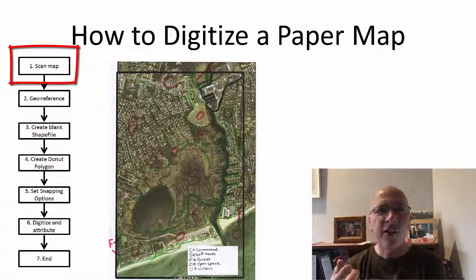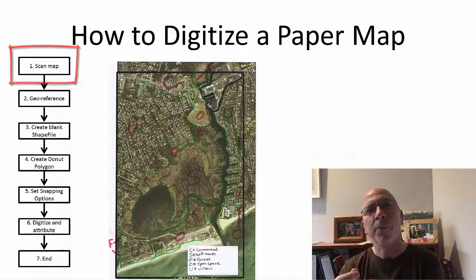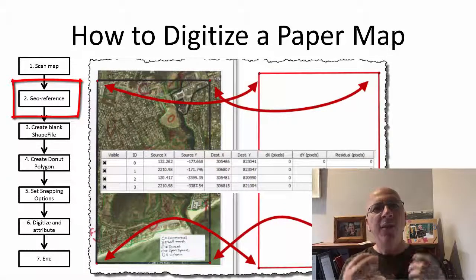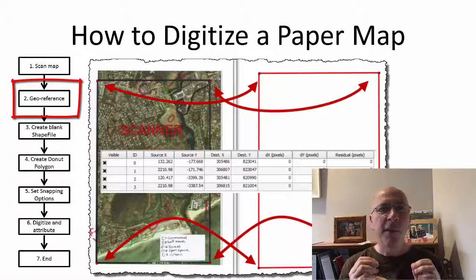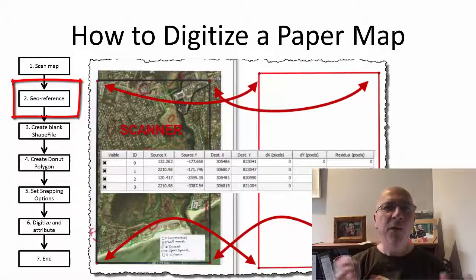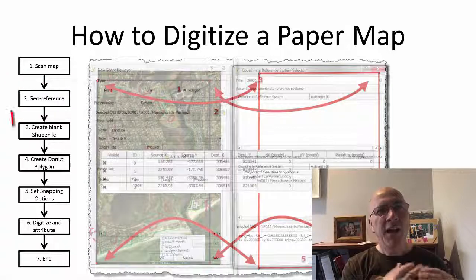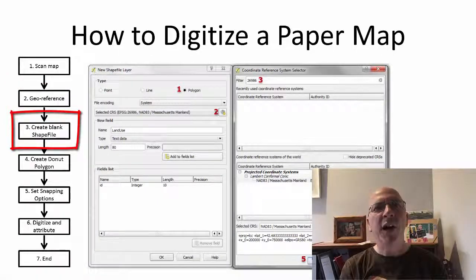Now, in the exercise, in step 1, we scan our paper map. In step 2, we georeference the scan, and what that means is that we convert the scan from being in scanner coordinates and we put the scan into GIS coordinates. In step 3, we create a blank GIS map to on-screen digitize into.